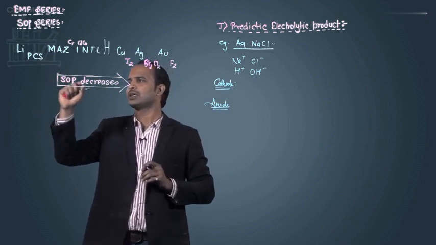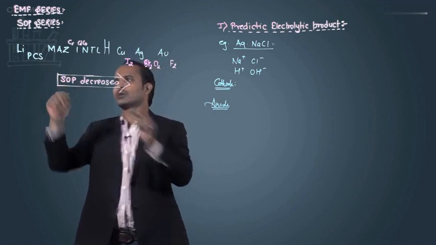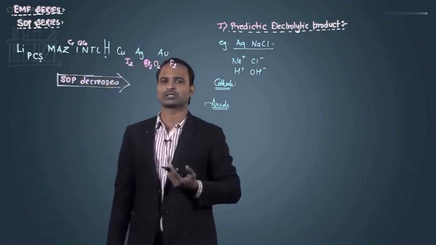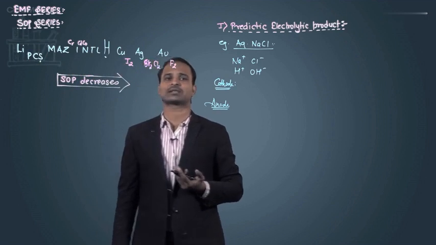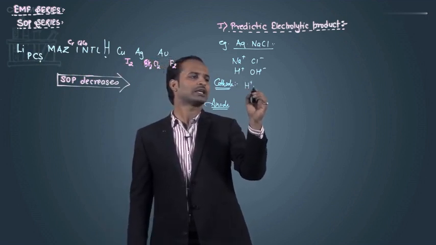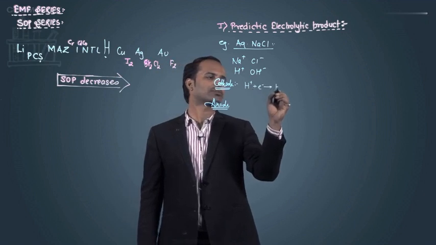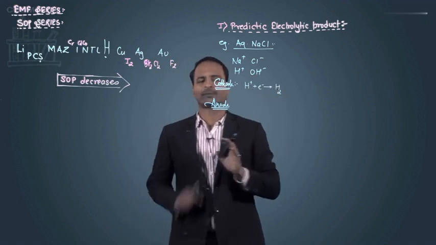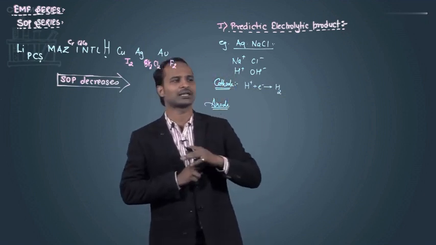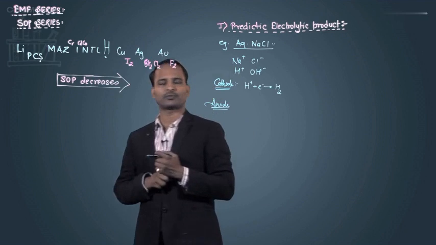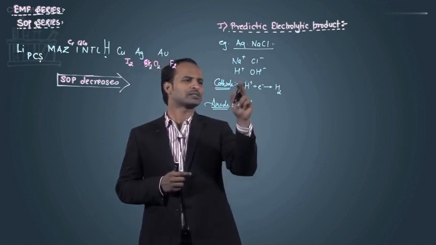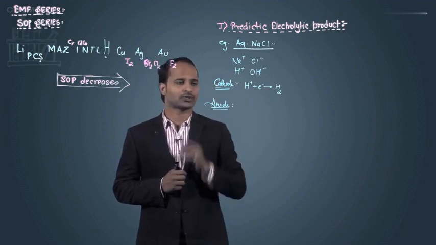Here this is sodium, and this is hydrogen, whose SRP value is higher. So H plus has the higher SRP value, and H plus will gain electrons and form hydrogen, H2. I'm not balancing the reaction, I'm just writing the product, because in entrance exams they generally ask which product is forming at the cathode or anode. Or if you want to balance it, 2H plus plus 2 electrons gives you H2.